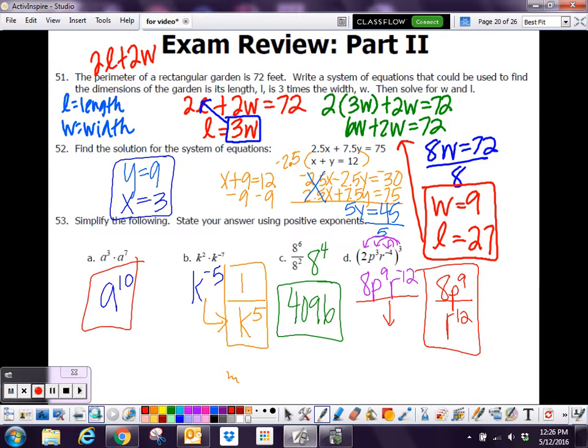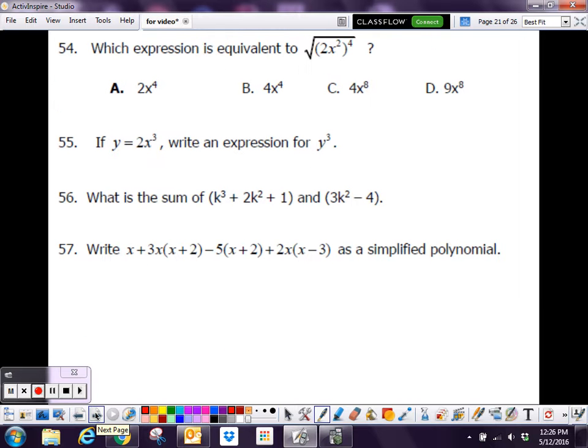All right, 54. Which expression is equivalent to the square root of 2x squared to the 4th power? So the first thing I need to do here is distribute that little 4. So I'm going to put it on the 2, and I'm going to take it to the x squared. So that's 2 to the 4th power, which is 16. And then 2 times 4, that's x to the 8th.